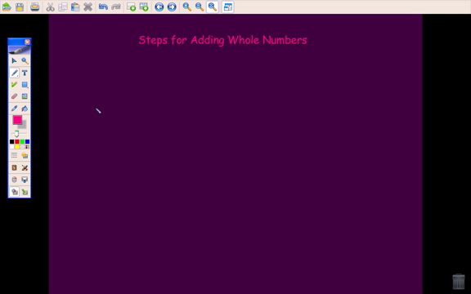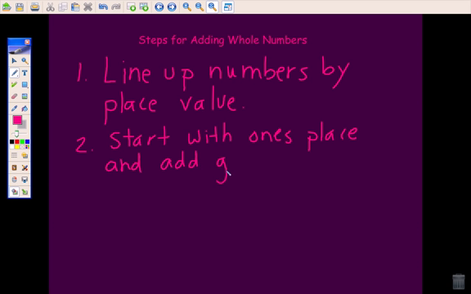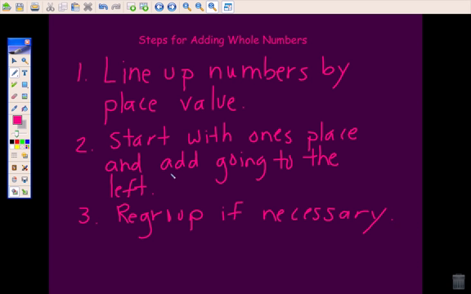Steps for adding whole numbers. The first step is to line up your numbers by the place value. Then you're going to start with the ones place, and add going to the left. And then you might have to regroup if necessary. Okay, so those are your steps for just adding whole numbers. We're going to do some examples together now.